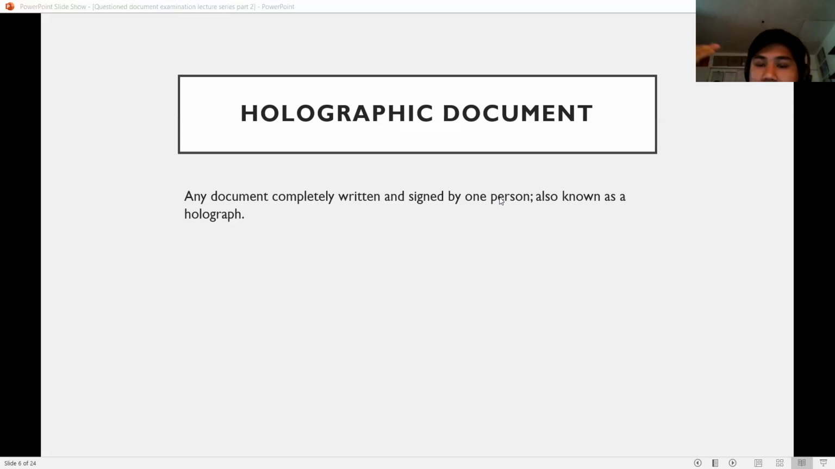However, for notarial wills or testamentary wills, the will must be in writing. It should be signed by the testator, signed by at least 3 witnesses, signed on every page and attested. And it should be notarized. In a holographic document, it need not be notarized. Only 3 elements are required: that it should be completely written, signed, and dated by the testator himself.